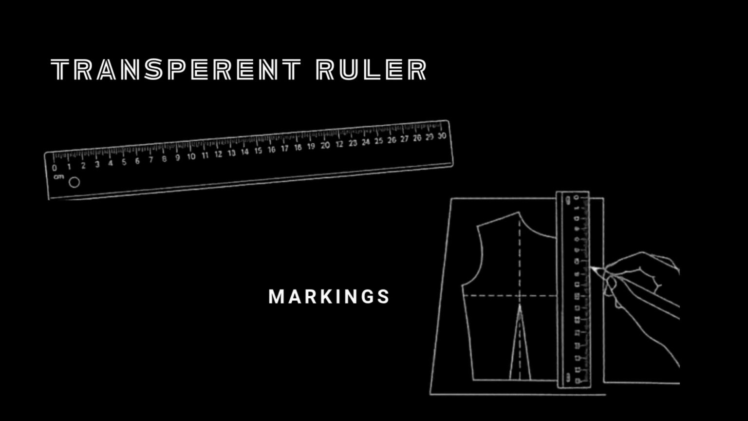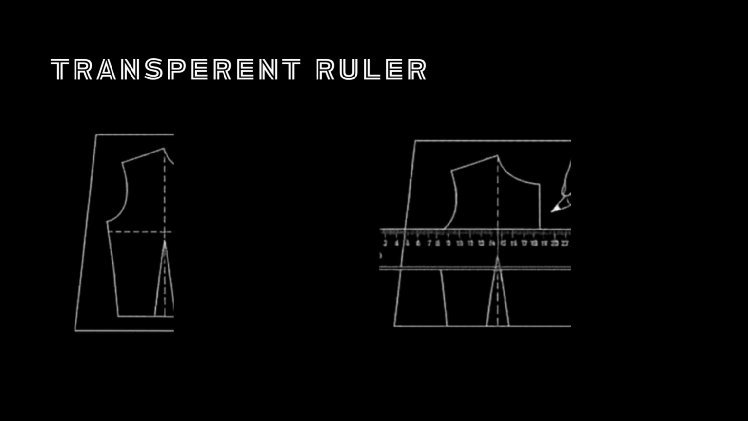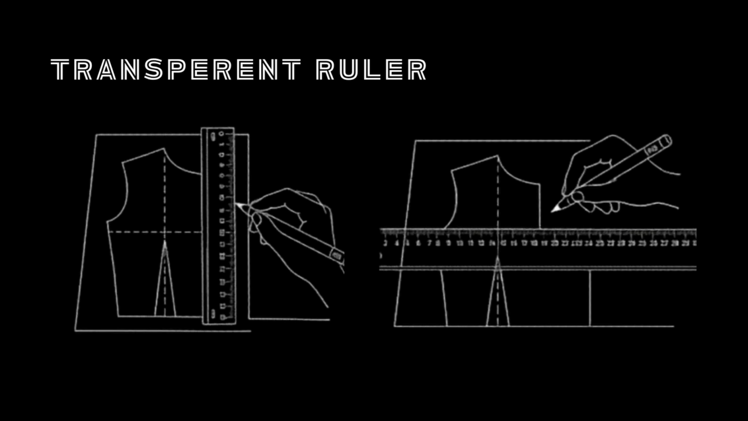Then we have the transparent ruler. A transparent ruler is one of the most commonly used drafting tools. It is used to draw straight lines, measure distance and mark seam allowance, etc. Because it is transparent, you can clearly see the pattern underneath and you can draw the lines more accurately.